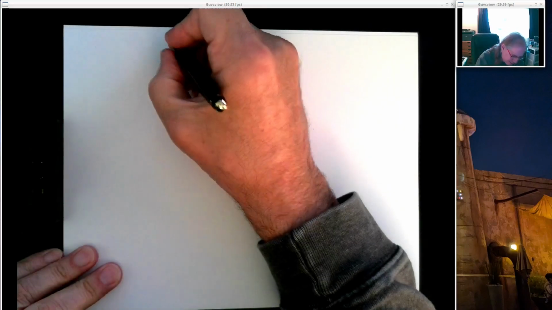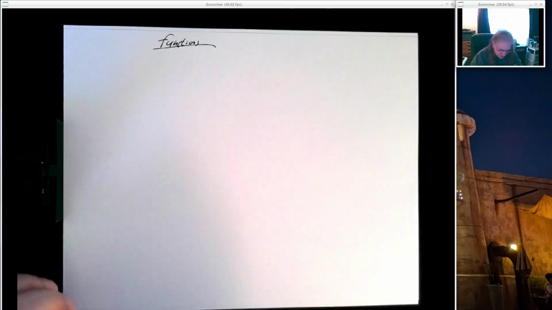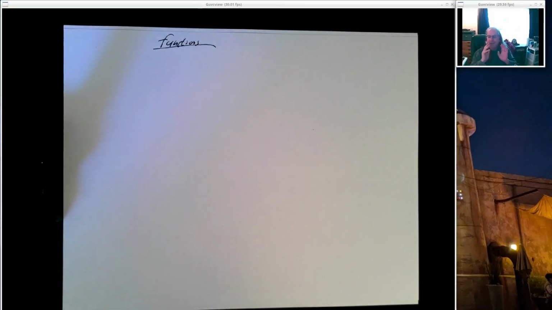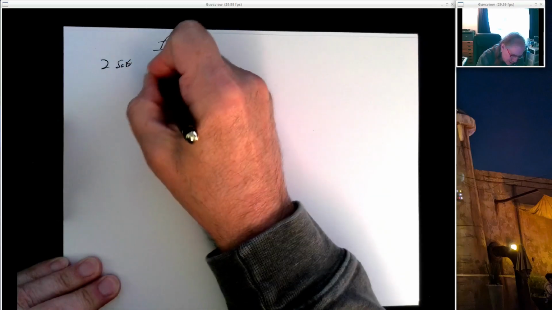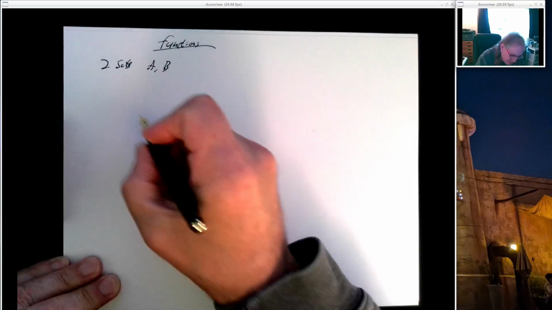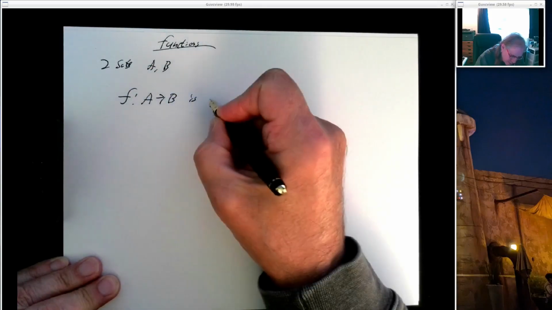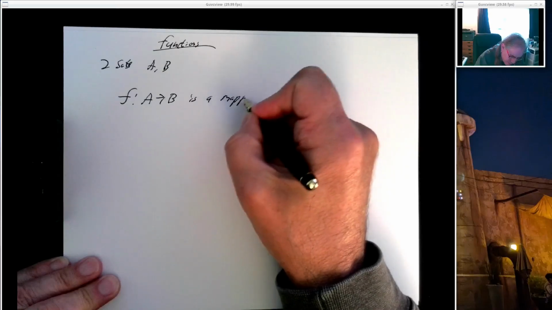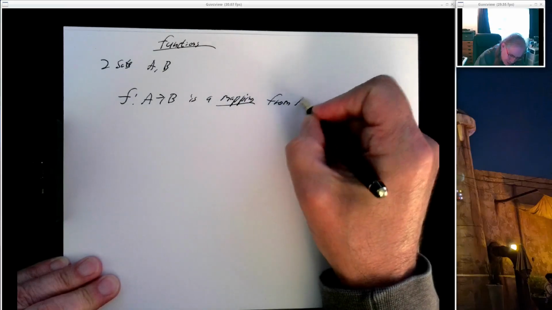All right, next topic, functions. So what is a function? A function is a mapping from one set to another. So take two sets, A and B. We can say f colon A to B. This is a mapping from A to B.